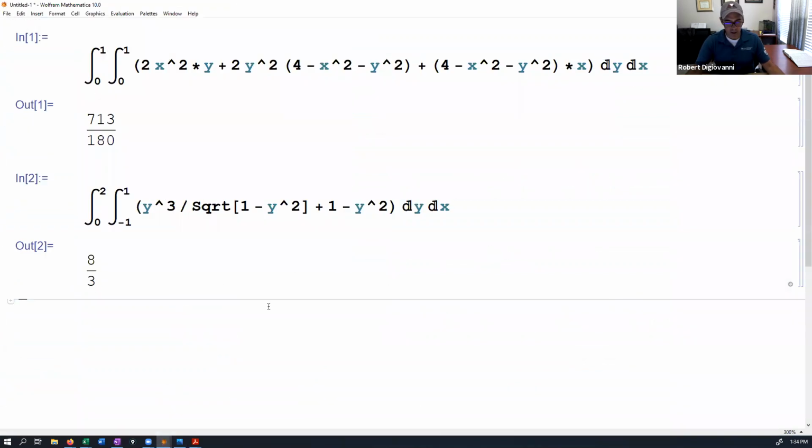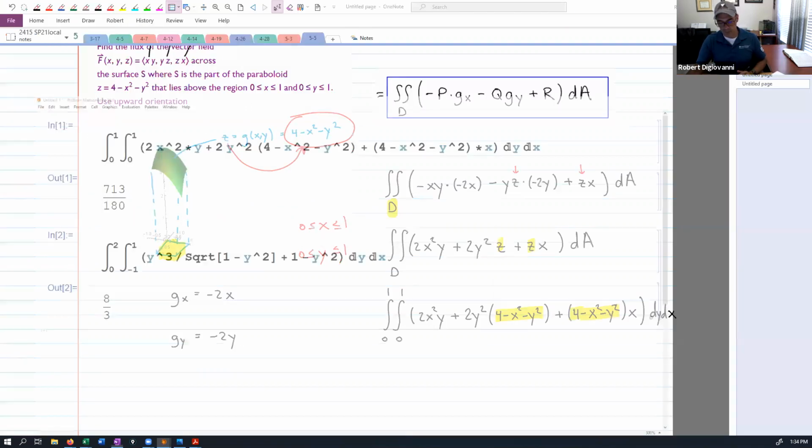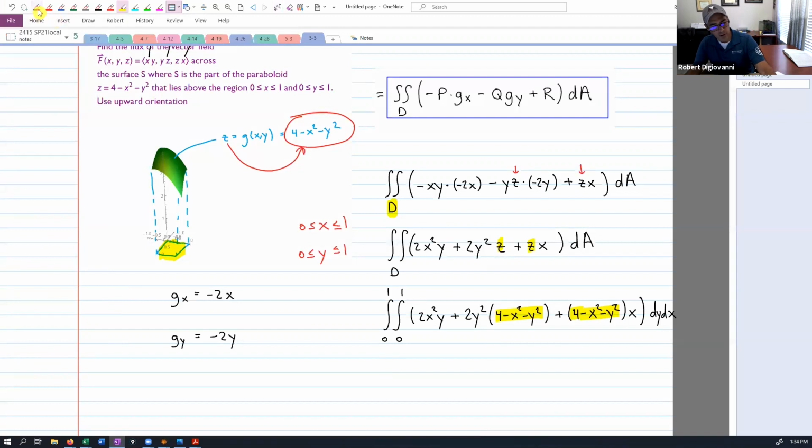See if I did it. I think I actually did do it. Yeah, here it is. I had the computer do it for me. And I got 713 over 180. So I'm not going to show that work. You would have to distribute that x through and then collect like terms, then just integration.